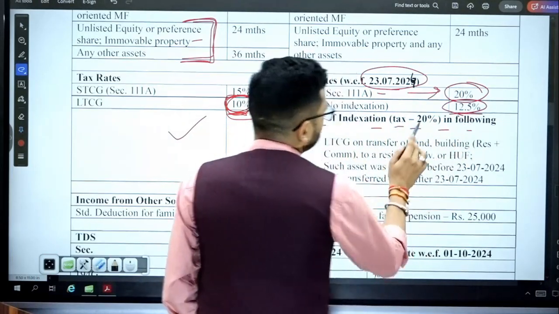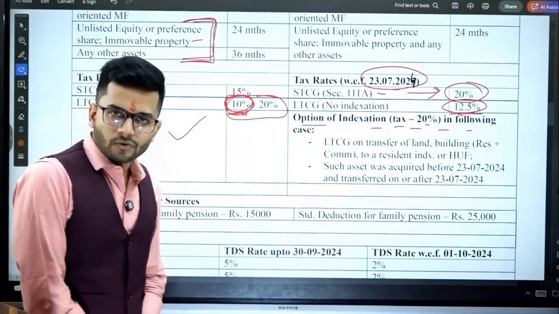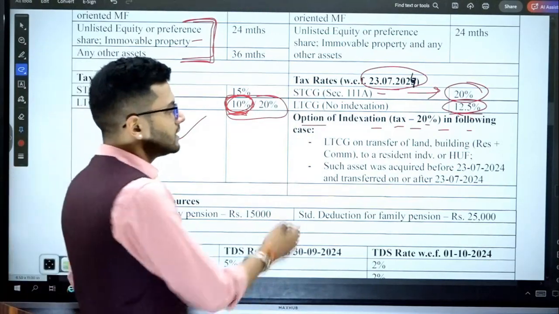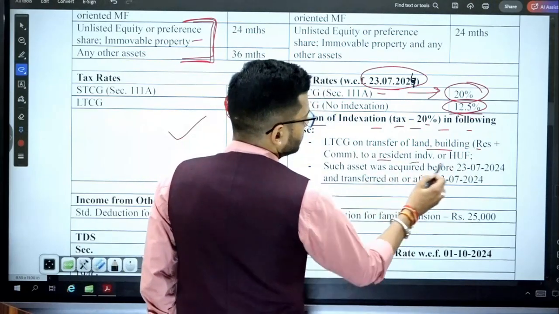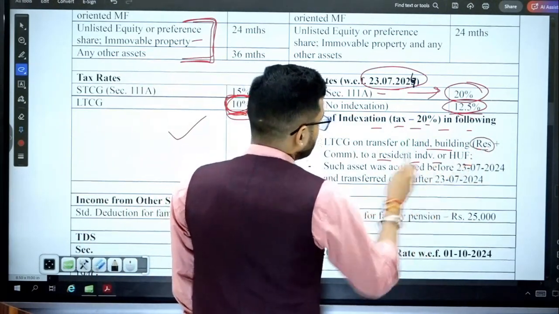Option of indexation, you can give tax at the rate of 20%, including taxation in the following case: LTCG on transfer of land or building by a resident individual or HUF only. Okay. The building can be residential or commercial.